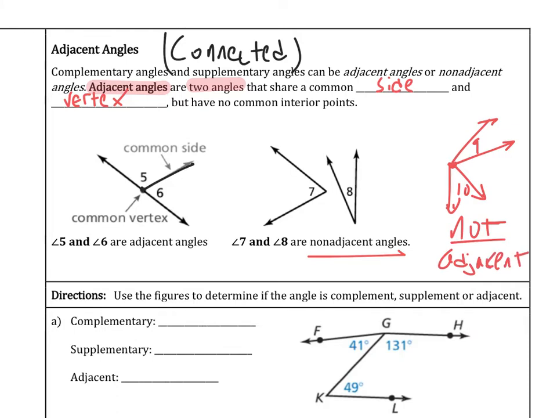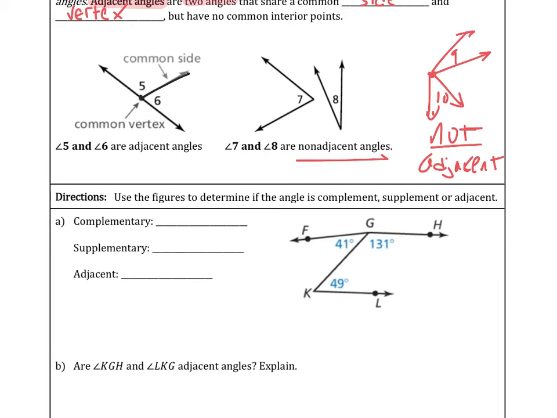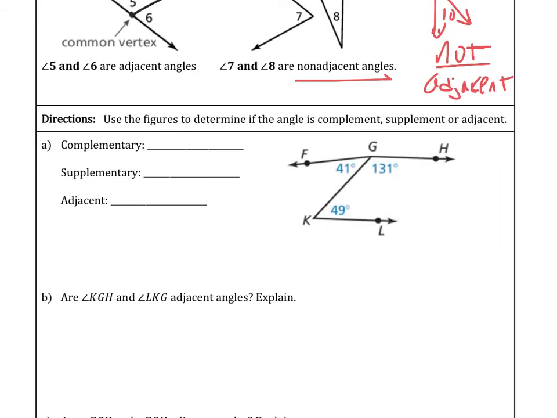They share a vertex, but they don't share a side. Got to share a vertex and a side. So here we want to determine if these angles are complementary, supplementary, or adjacent. That's what we're looking for. Let's find two angles that are complementary. What does complementary mean? Remember, complementary means they add up to 90 degrees. So find two that add up to 90.